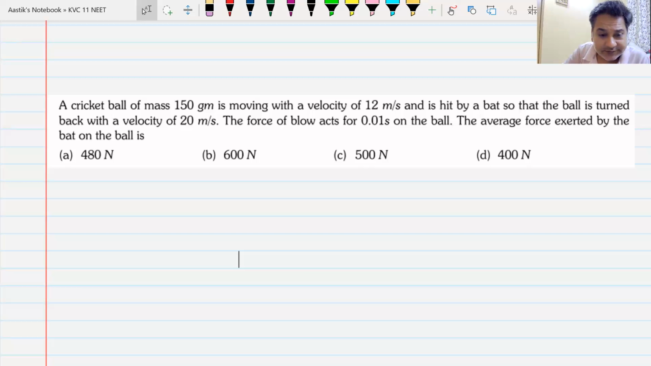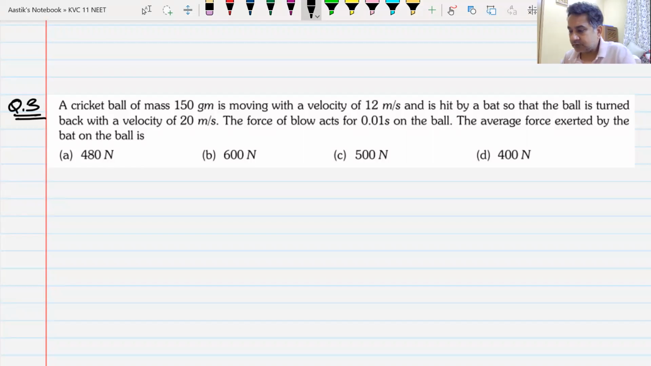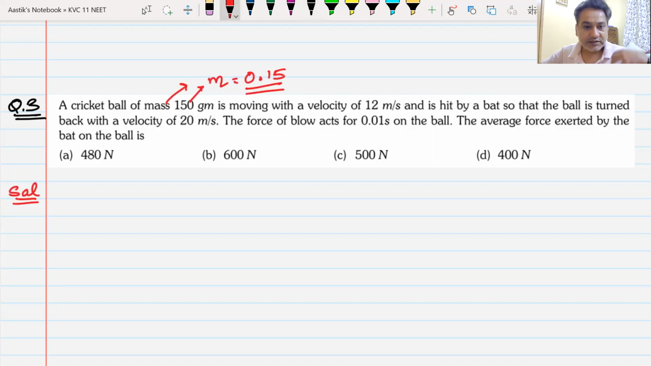Shall I do it for you, bacha? Okay. So what we need to find out is, what all things are given to you. This is the mass of the ball, M, 150 grams. So we can divide it by 1000, 0.15 kg. Yes or no? This is the initial velocity U. It is, let us say, moving like this. So let me call this positive.